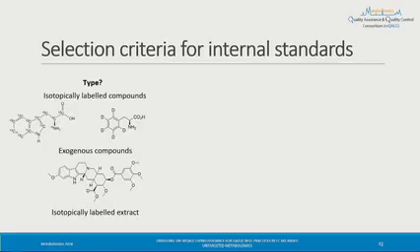samples. So then if you think about selection criteria for internal standards, the main idea is it has to be something that's not present in your sample matrix. So most commonly it would be either isotopically labeled compounds or some kind of exogenous compounds. Less frequently it can be an isotopically labeled extract, so there are labeled yeast, labeled E. coli, and so forth extracts that can be used that are more complex internal standard materials.